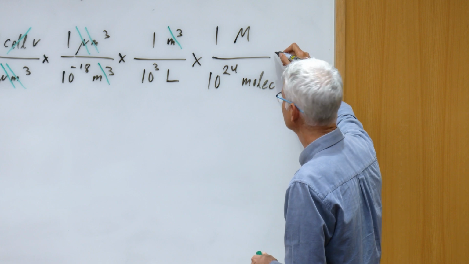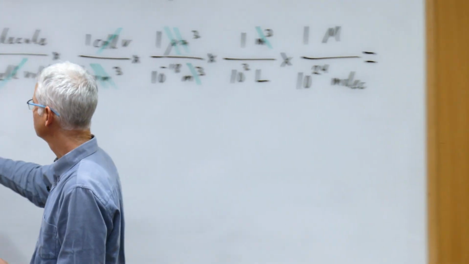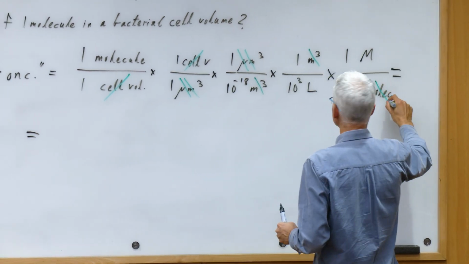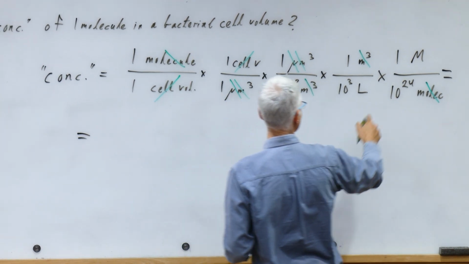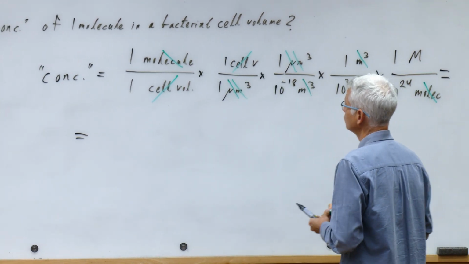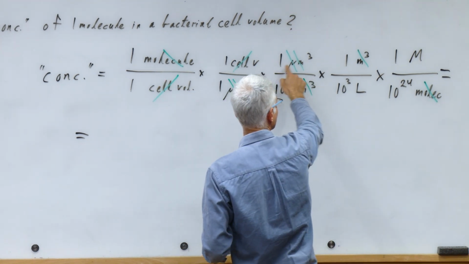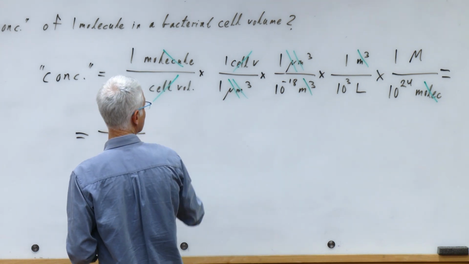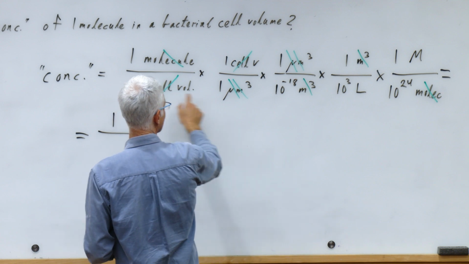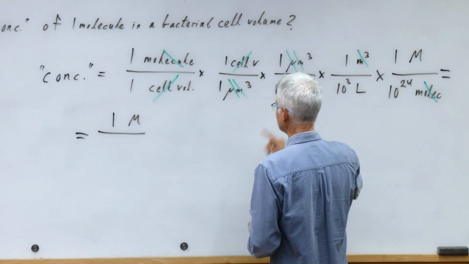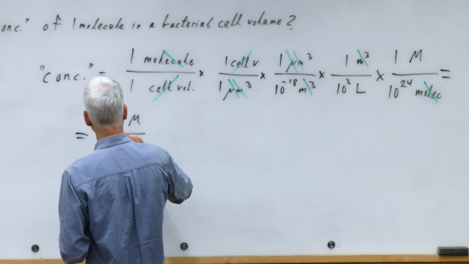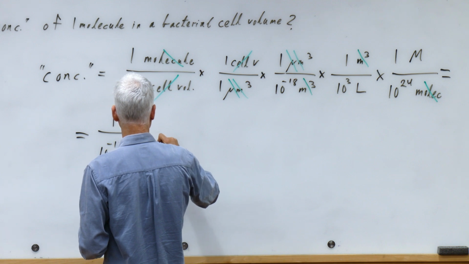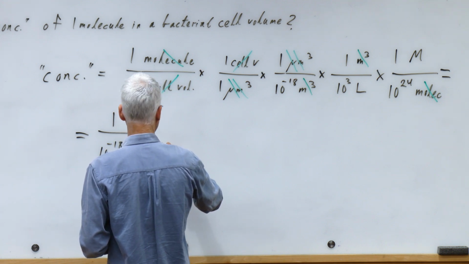Okay, and now I think we're ready. Why am I ready? Because the molecule in terms of units would fall with the molecule, and I'm just left with moles per liter. And now I just need to see what I have. 1, 1, 1, 1, 1. Okay, that's easy. I have 1 molar divided by 1, minus 18, plus 3, plus 24. What is it? Liters.